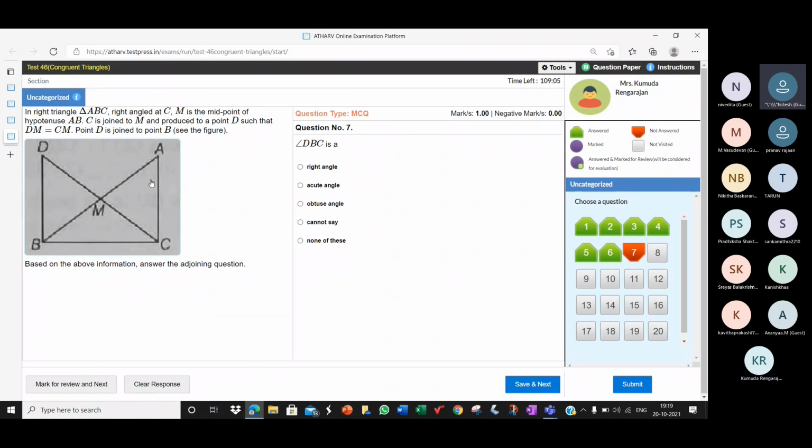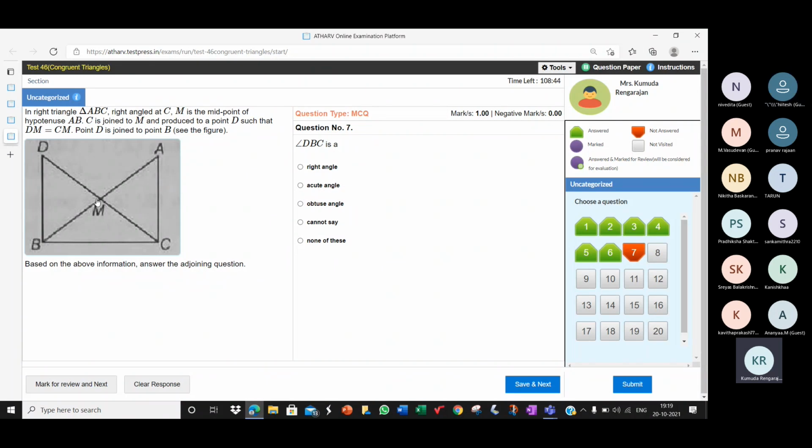Correct. So if we consider BC as a transversal, we know angle C is 90. Co-interior angles are supplementary, so angle B plus angle C is equal to 180. We know C is 90, so B is also 90. Very good. That's the justification.